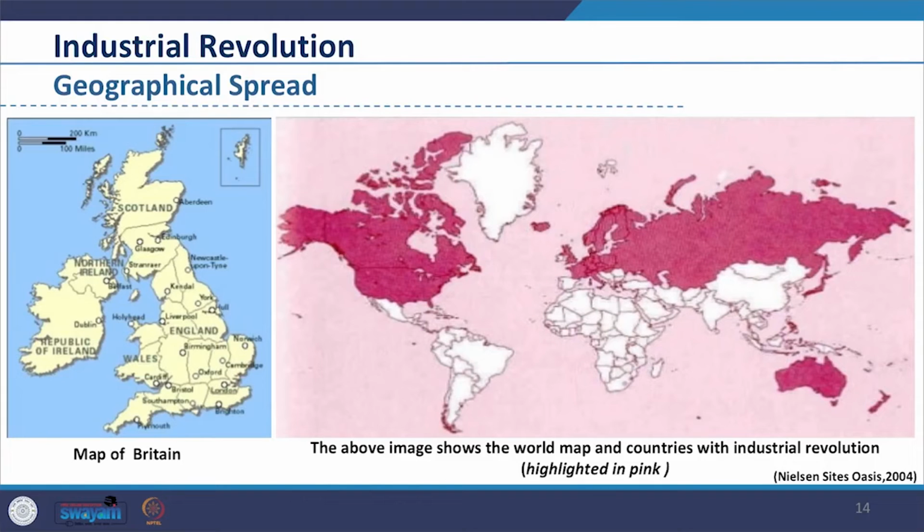Therefore, the Industrial Revolution also led to an unprecedented rise in the rate of population growth in the urban areas. In the image on the left-hand side, you can see the map of Britain, where the entire revolution started, and on the right-hand side you can see the world map showing the countries following the Industrial Revolution highlighted in pink. In the later period, the Industrial Revolution came to Asian countries.